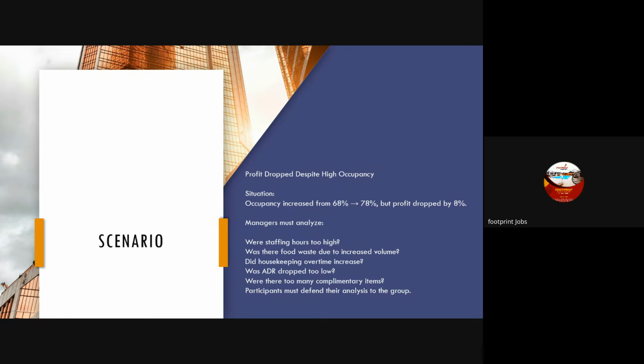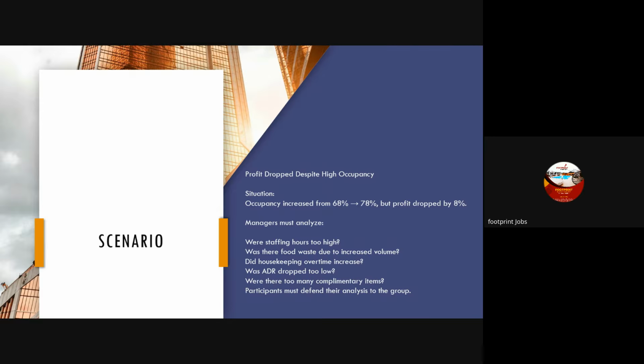Did the average daily rate drop too low? When you give too much discount, too much reduction, yes, you might have an increase. Let's assume you give a 30% discount, and you give it a lot, and you now have more occupancy. You might have a 30% increment in occupancy, but you might have a drop in profit just because there was a slash in the room rate. There's an increment in occupancy, but there's a drop in profit. So it actually happened. Were there too many complementary items? If you have too many complementary items, it has a way of reducing the profitability of the room. Participants must defend the analysis to the group.